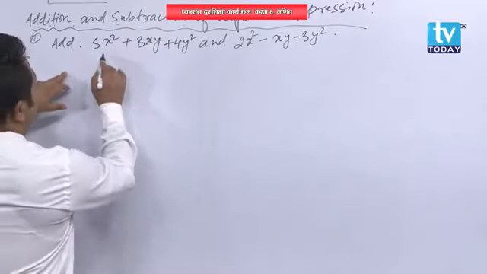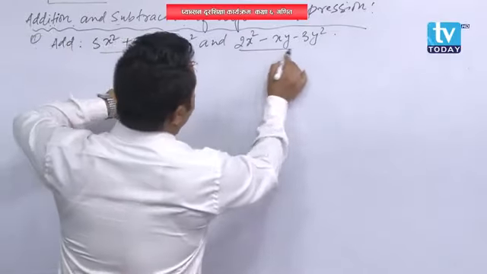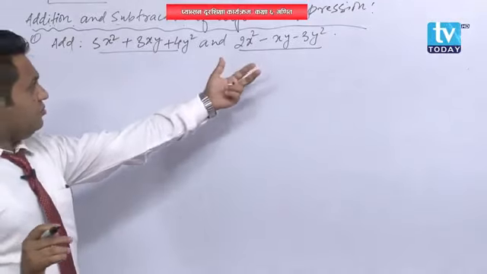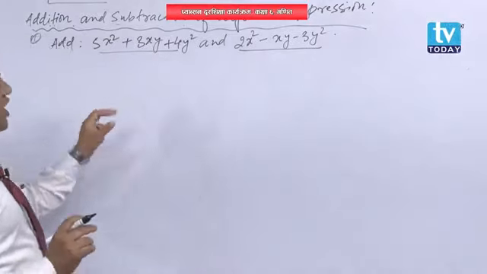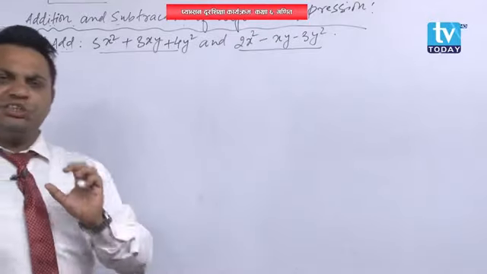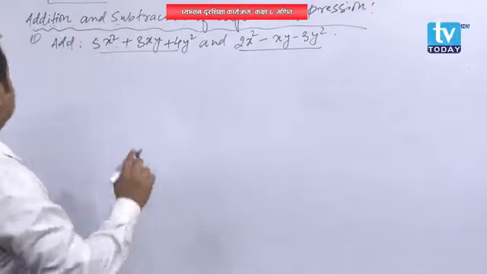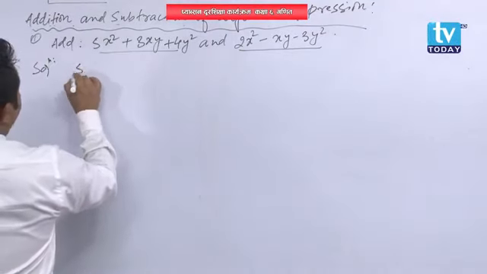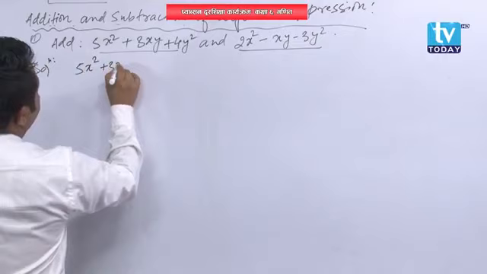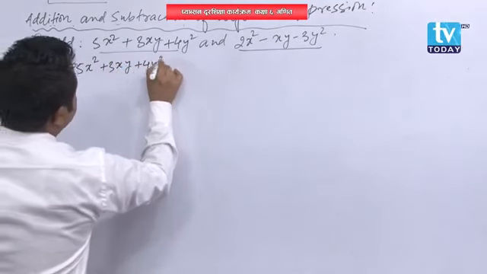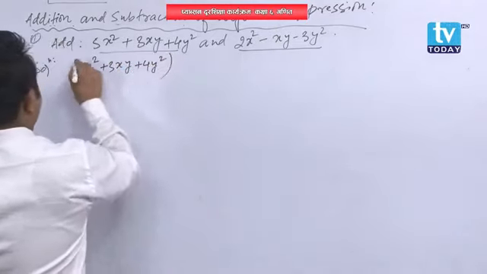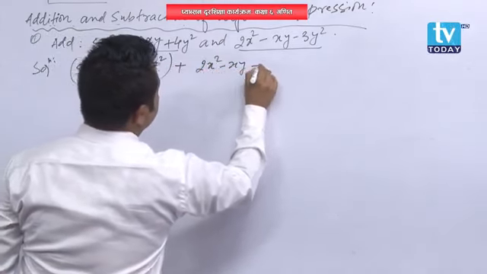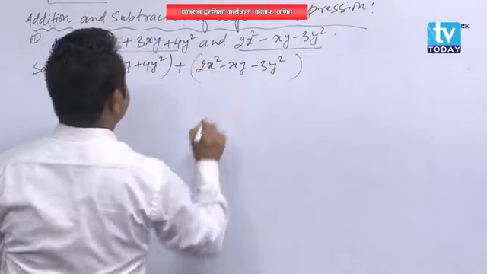5x² + 3xy + 4y², this is one term and this is another term. Is that clear? Now you have to add these two terms. Already we discussed that for addition and subtraction we need like terms. So 5x² + 3xy + 4y² plus 2x² - xy - 3y².